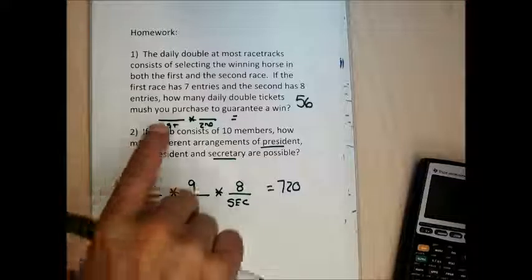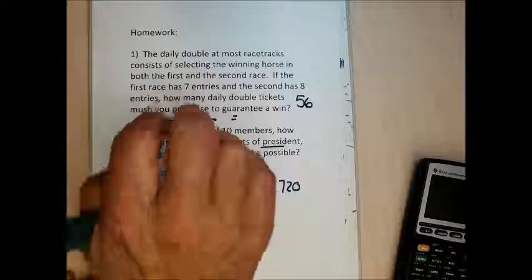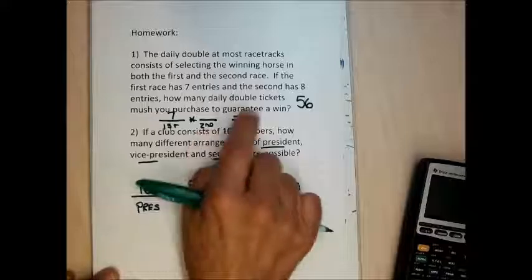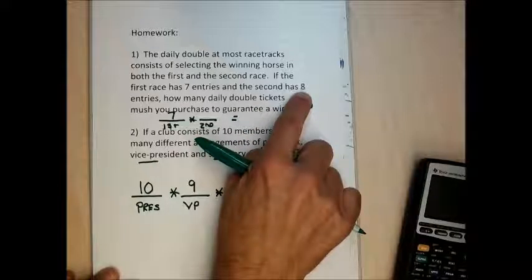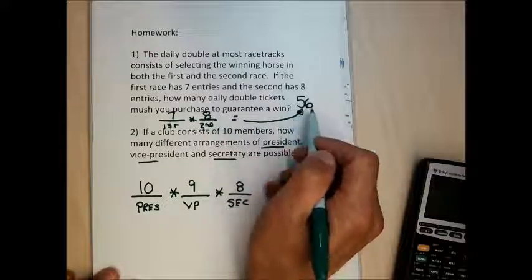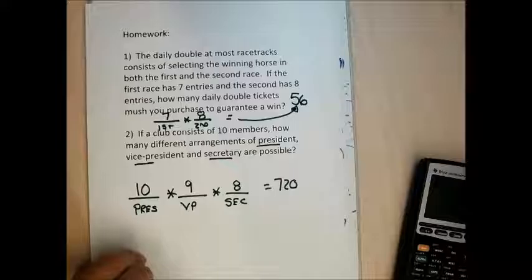So your experiments are buying a winning ticket for the first race and a winning ticket for the second race. In order to be guaranteed that I win the first race, I can buy one ticket for each of the 7 horses. In order to be guaranteed to win the second race, I can buy 1 ticket with each of the 8 horses, naming them the winner in the second race. If you multiply that 7 times 8, you get the 56 different tickets you must have in order to guarantee winning the daily double. Like you pick horse 3 in the first race and horse 5 in the second race, or horse 2 in the first race and horse 1 in the second race. There's going to be 56 different tickets you'd have to buy to guarantee yourself to win.